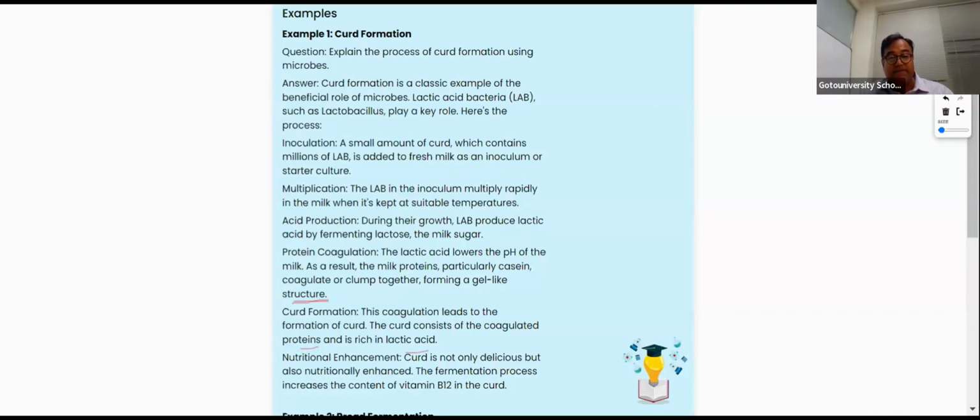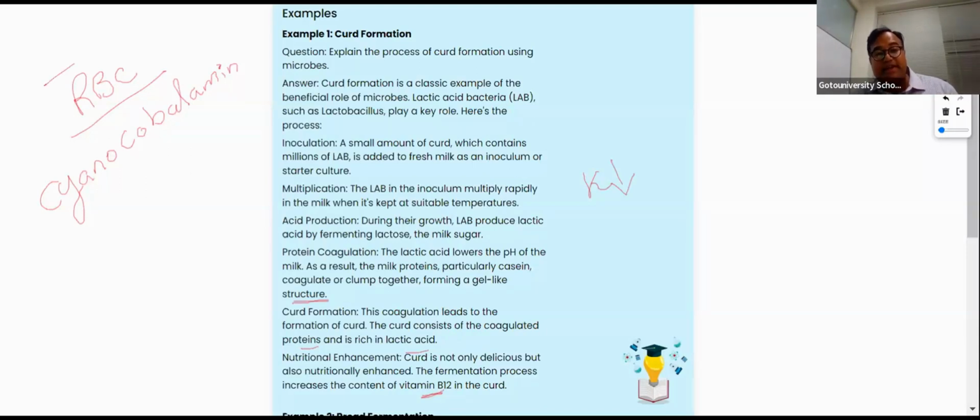The curd has vitamin B12. Not only vitamin B12, vitamin K is also present in the curd, but vitamin K is less and vitamin B12 is maximum. Why do we require vitamin B12? We require vitamin B12 for RBC, or red blood cell formation. The chemical name of vitamin B12 is cyanocobalamin, which is used for making RBC so that the breathing process will be executed more appropriately.